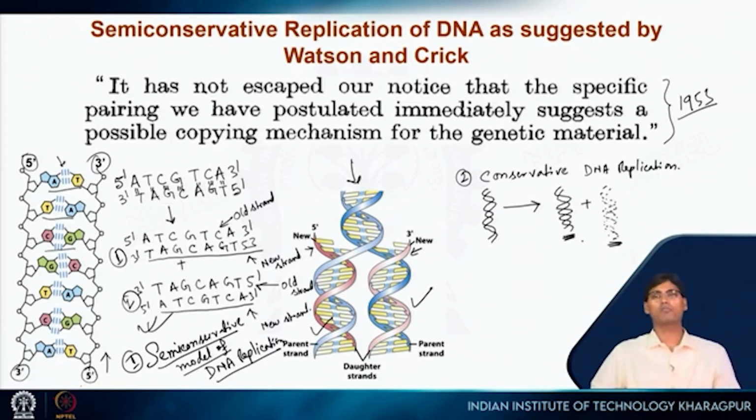And there was another hypothesis of DNA replication, that is dispersive. That means it suggests that somehow this double-stranded DNA gets small breaks in both strands, and from there the new strand will be synthesized.